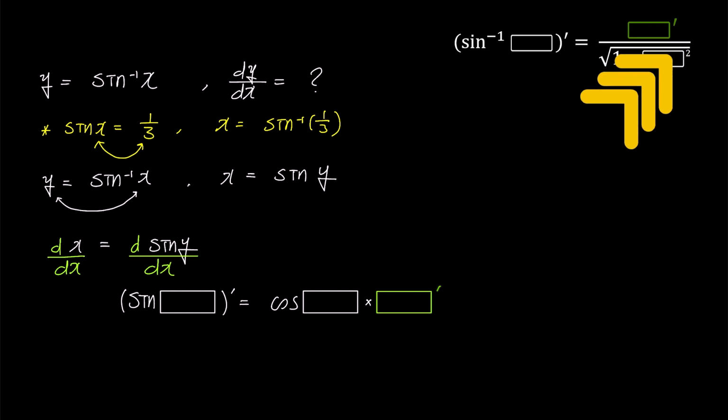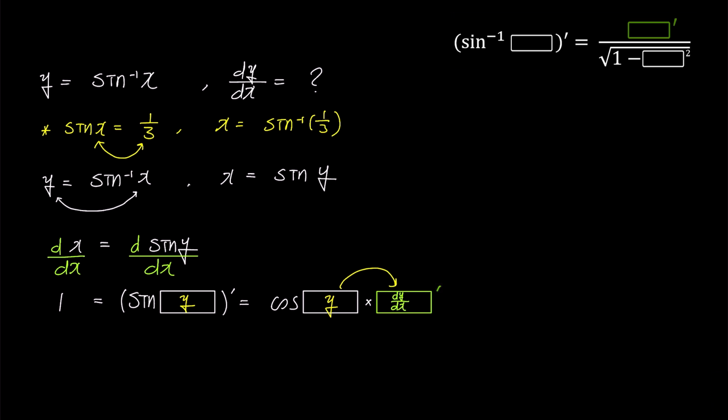For the white box, we can put y as we did in the previous example. And for the white box on the right side, we also put y. Now, we need to put the differentiated term of the white box into the green box. What would be the derivative of y with respect to x? It would be dy over dx. The left side, dx over dx becomes 1. So we have 1 equals cosine y times dy over dx. And if we isolate dy over dx, it becomes 1 over cosine y.